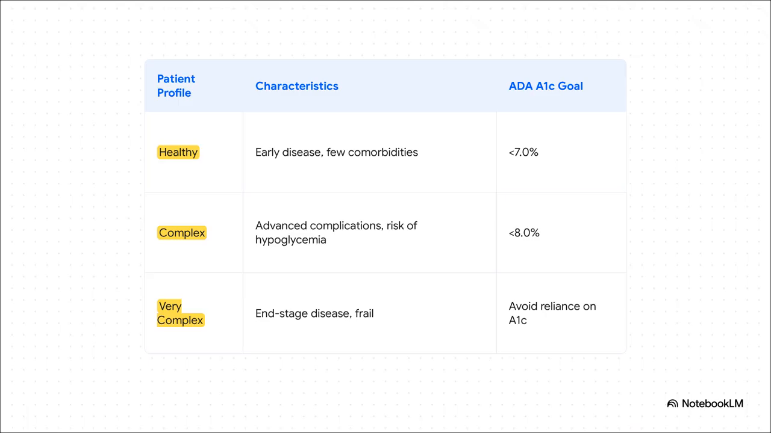And why? It's all about risk versus benefit. For that patient, the immediate danger of a severe hypoglycemic event, a fall, a seizure, a trip to the ER, that harm can be far greater than the theoretical long-term benefit of squeezing that A1C down another half a point. It's about being smart and safe.